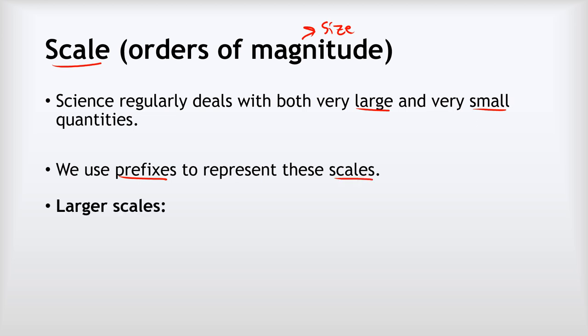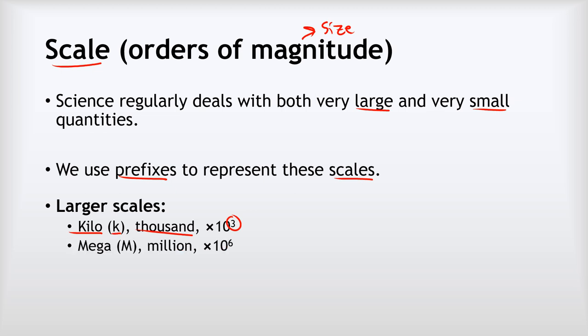So for example, at larger scales, if we have the word or the prefix kilo in front of a word, that means 1,000 of that thing. That is 10 to the power of 3. And we represent that with a lowercase k when we're writing units. If we had a million of something, we would call that mega. The prefix would be mega with a capital M, and that is 10 to the power of 6. If we had a billion of something, we call that giga, with a capital G for its prefix, and 10 to the power of 9.